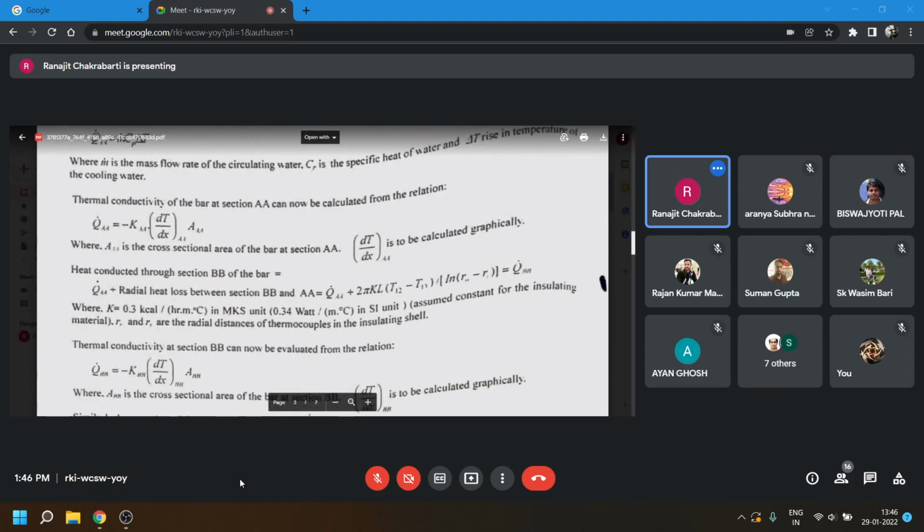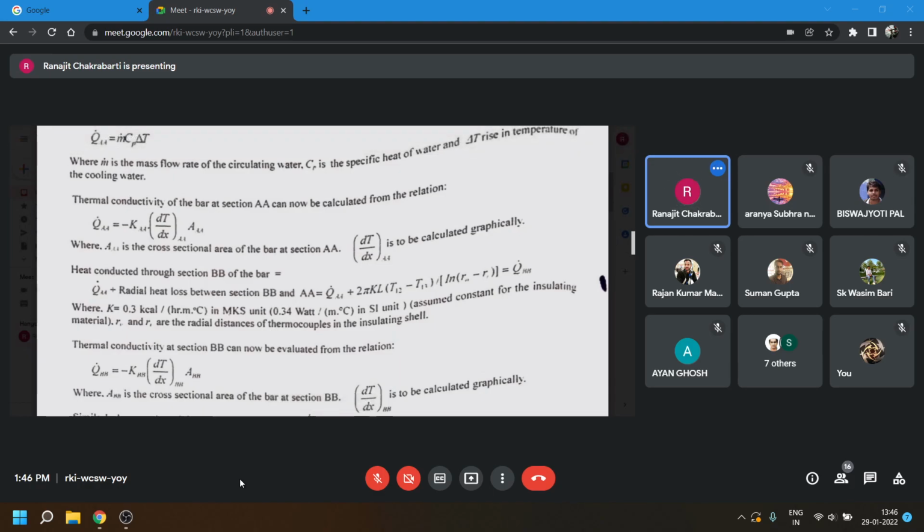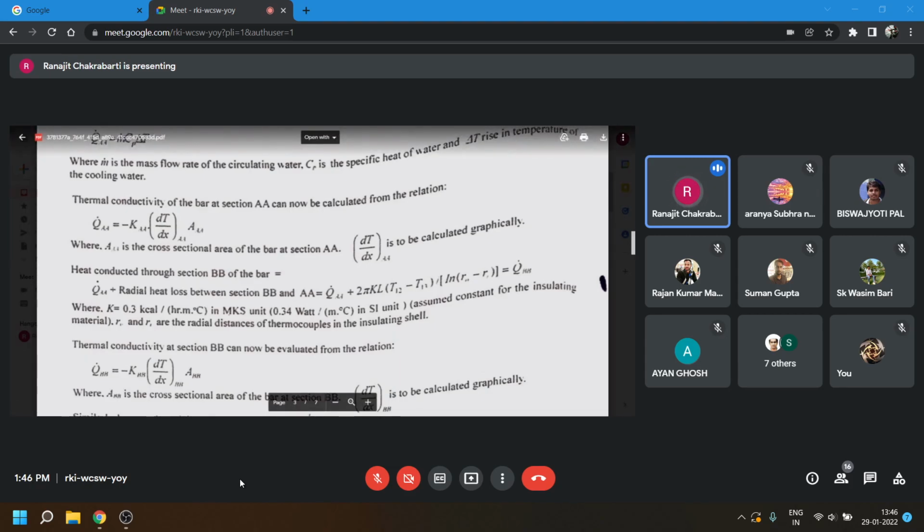From the Fourier's equation we can say Q dot A, that is the heat transfer per unit time through section A into the cooling water, that is equal to minus K_A, thermal conductivity at section A, into area of section A, into dt dx, that is the gradient of temperature with x at section A. So this equation, we know, this is the Fourier's equation. Okay.